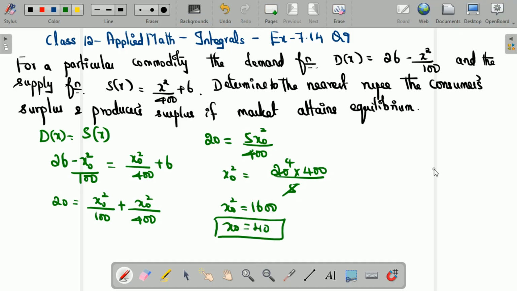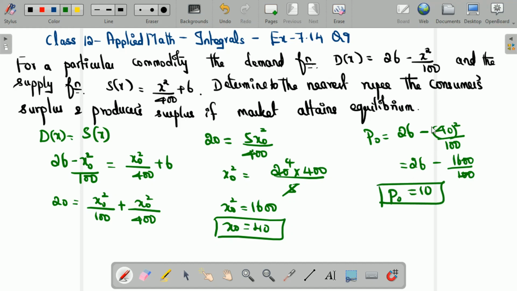Now that we found out x naught, let's also calculate what is p naught. So p naught is going to be equal to 26 minus 40 the whole square divided by 100. So this is 26 minus 1600 divided by 100, which is going to be equal to 16. So 26 minus 16, which is equal to 10. So P naught is equal to 10. So we will note this value, x naught is equal to 40 and P naught is equal to 10.